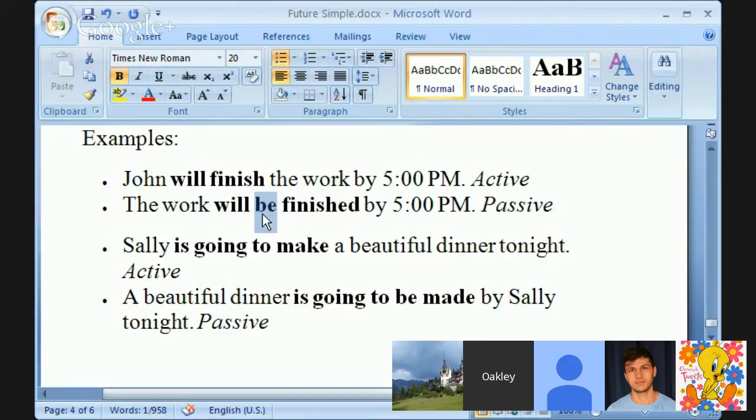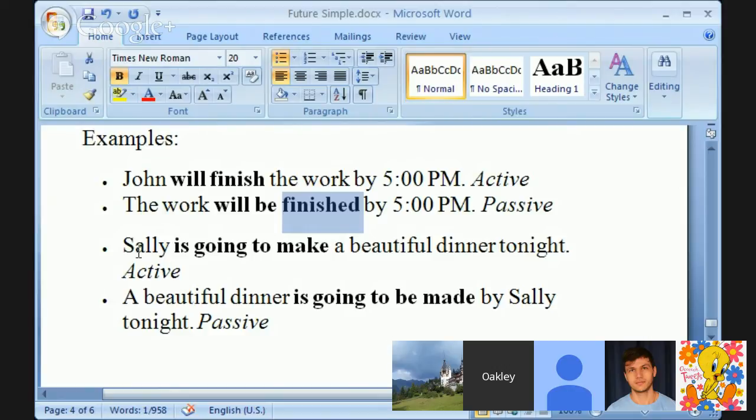So just the normal verb to be here. We're not doing anything weird with using the past participle or anything else. Just be. And then finish. This is the past participle.